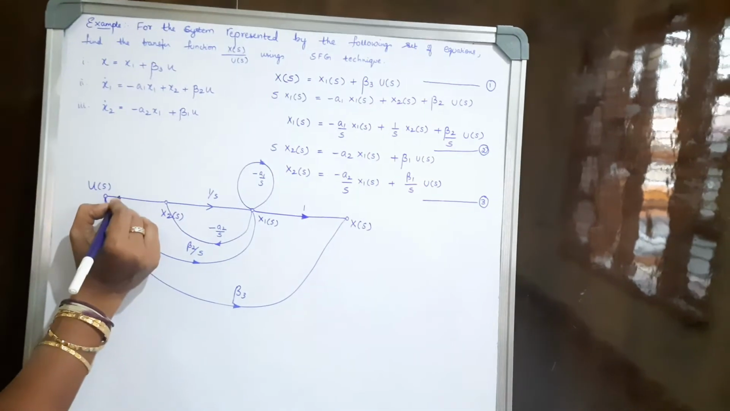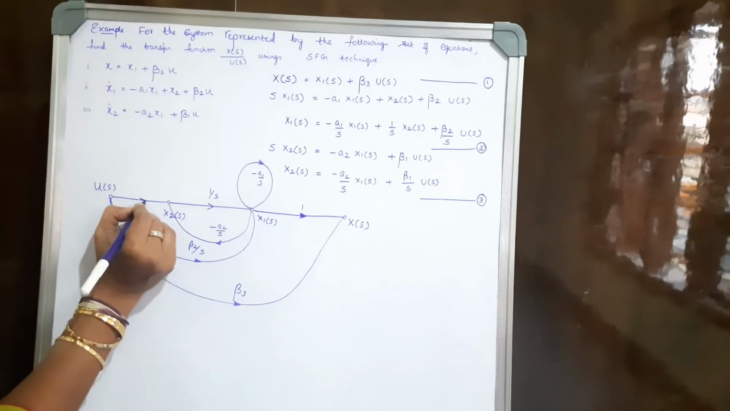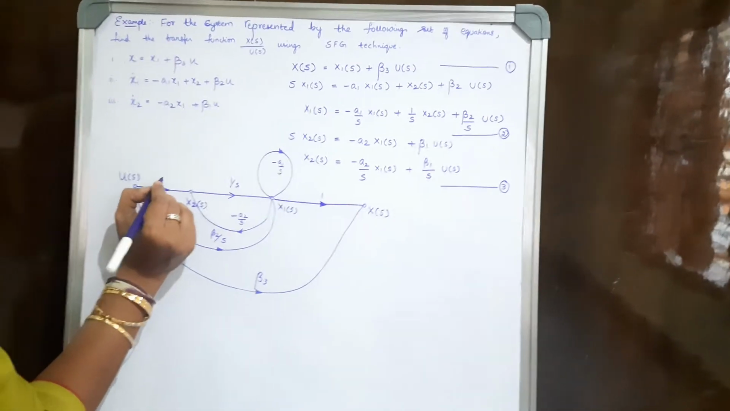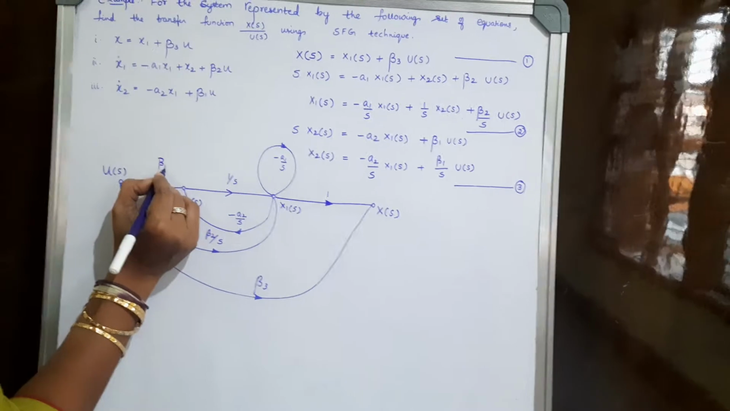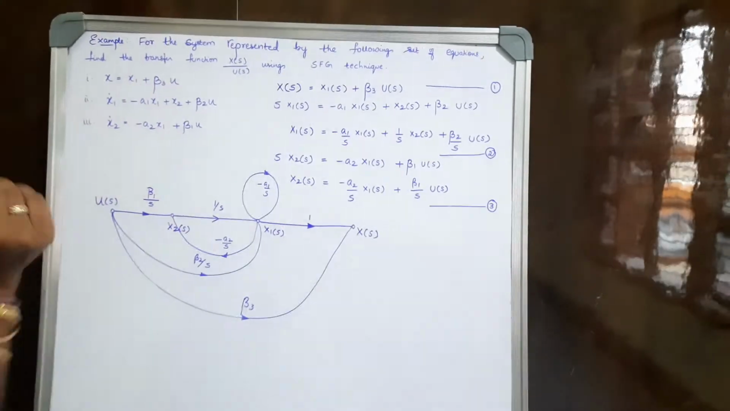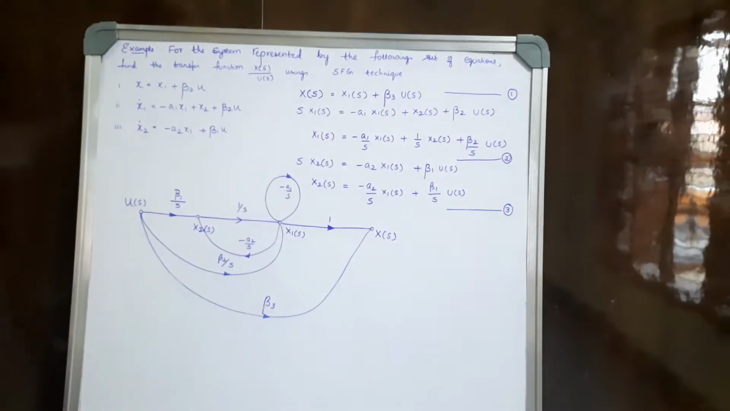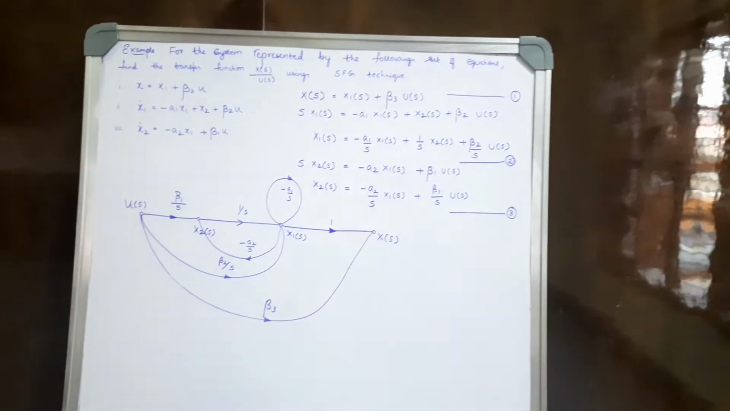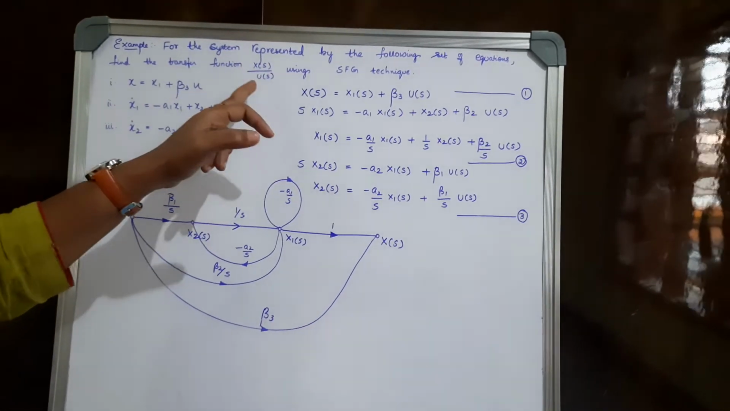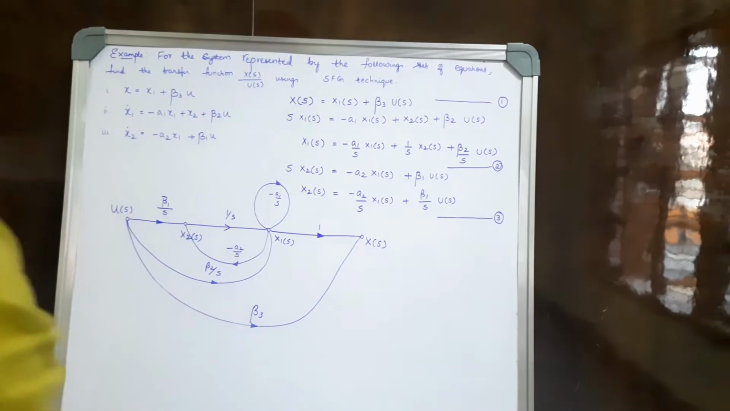So already beta 1, u of s is there. So I can just write a direction here in this manner, signal direction, multiplied by the gain beta 1 by s. Now the signal flow graph is ready for me to solve for the transfer function, that is x of s by u of s.